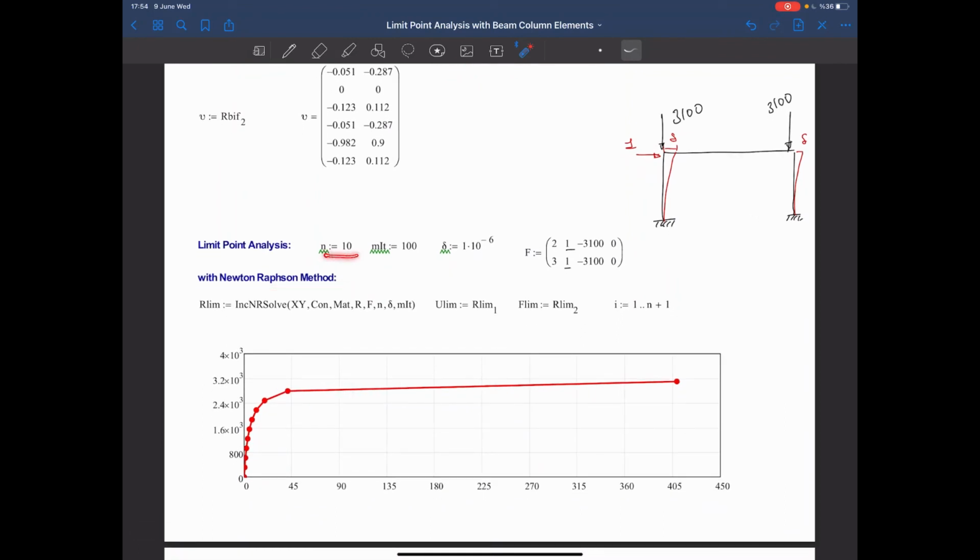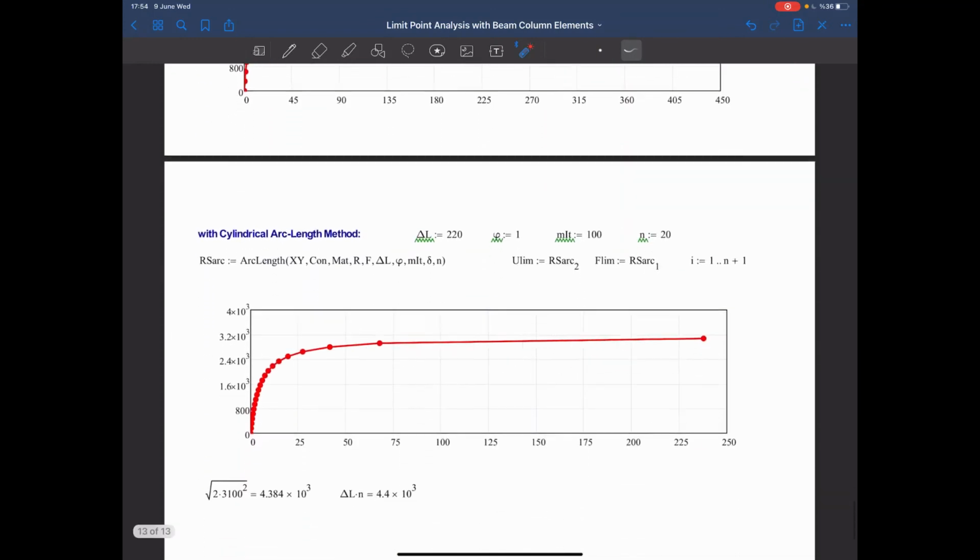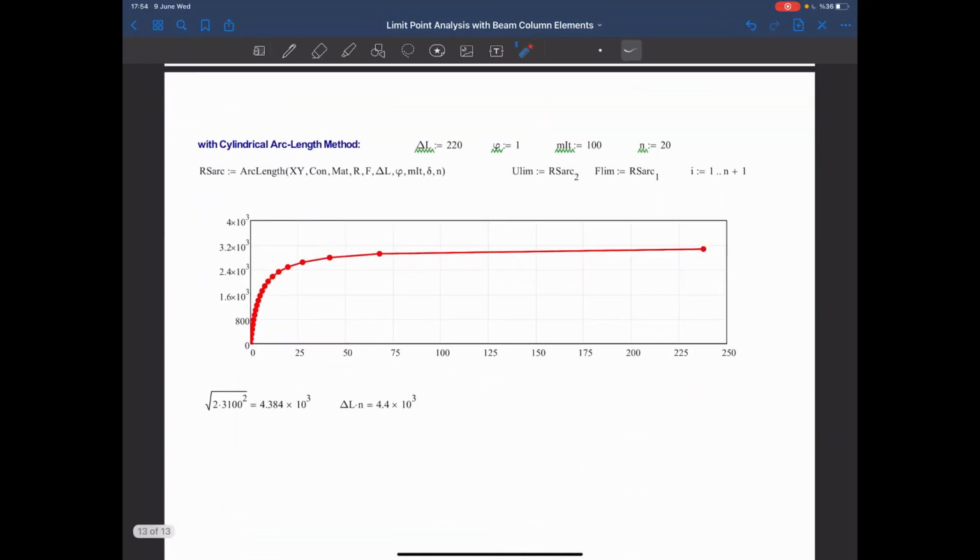So again, we start with the Newton-Raphson method. Again, I use 10 increments, and as you see, very close to this number, we see a huge displacement in the lateral deflection, which tells us that it has lost most of its lateral load carrying capacity. The column and the full structure buckled. Again, as expected with the cylindrical arc length method, the result is no different.